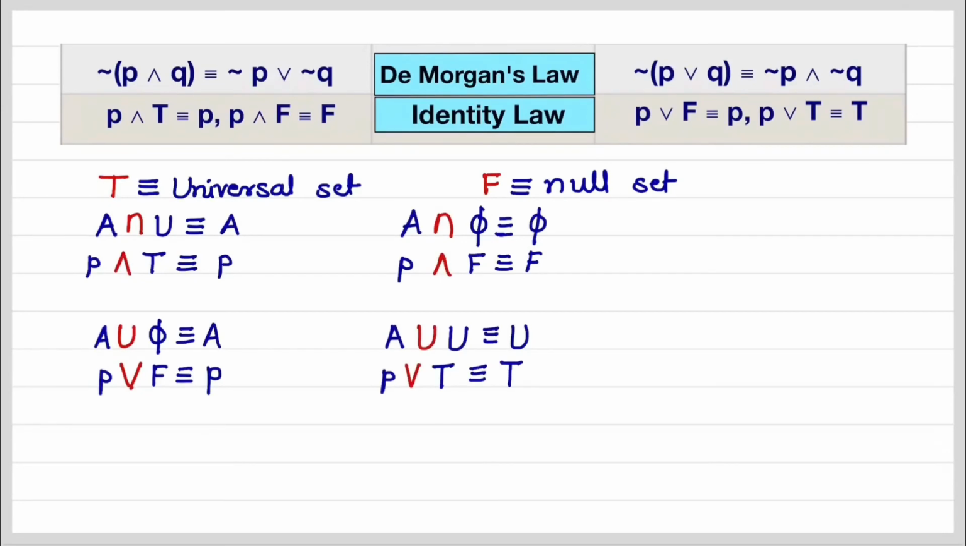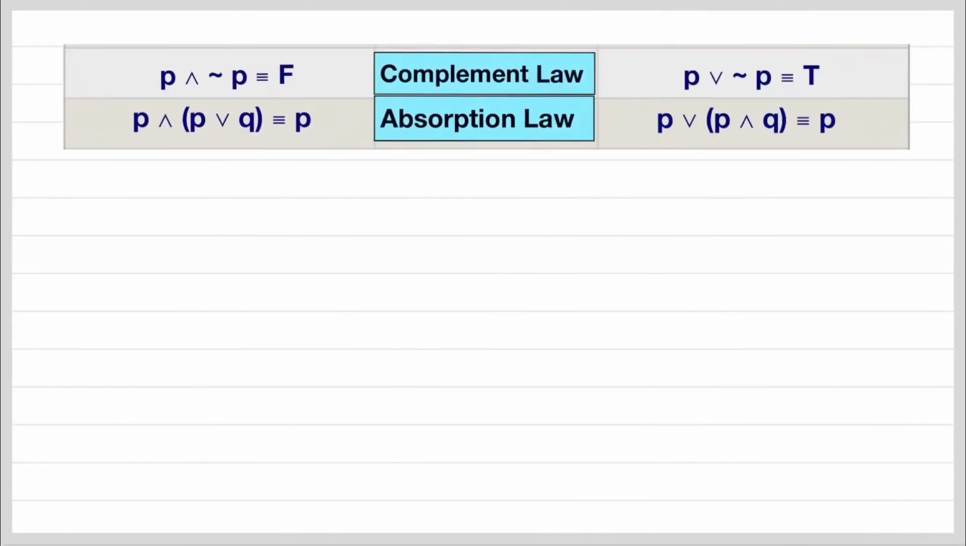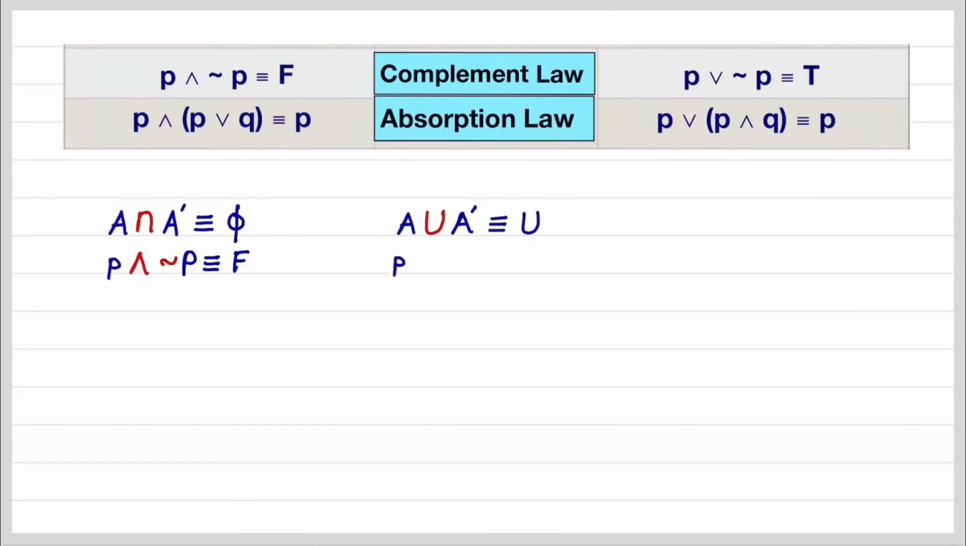Now we will see the complement law. In sets, A intersection A complement is equivalent to phi. This you have studied. Its conversion in logic is P and negation of P is equivalent to F. In the same way, the union of a set with its complement is the universal set. In logic, P or negation of P is equivalent to T.